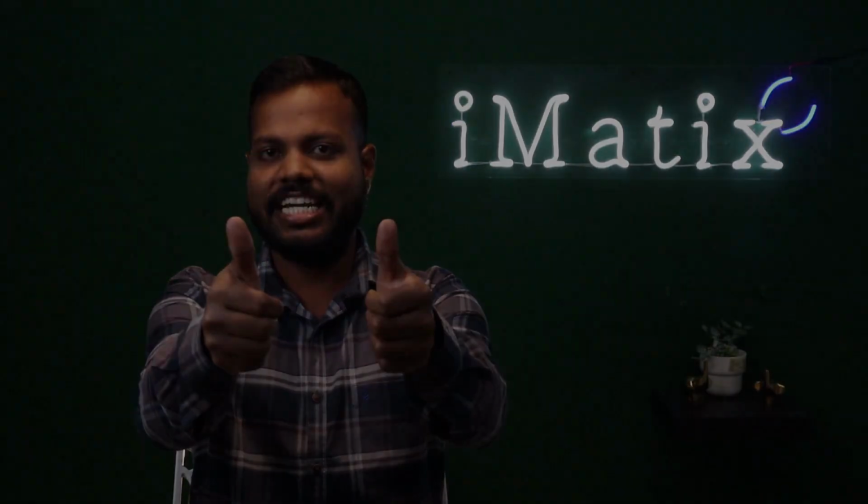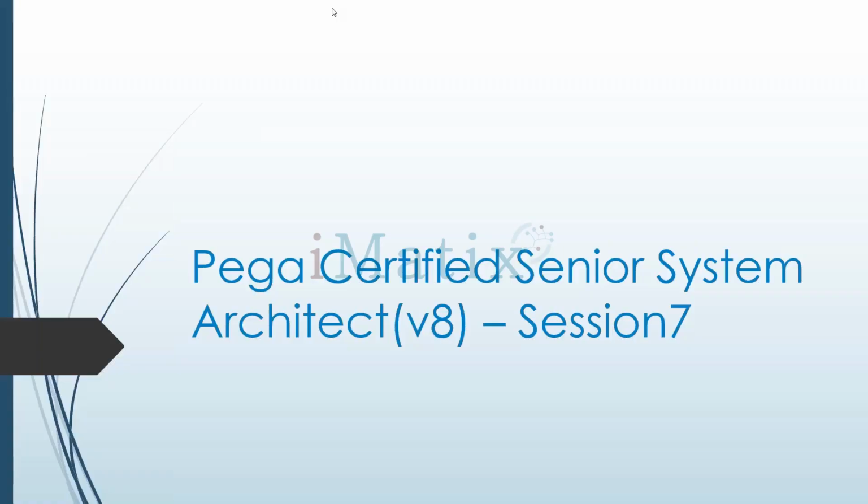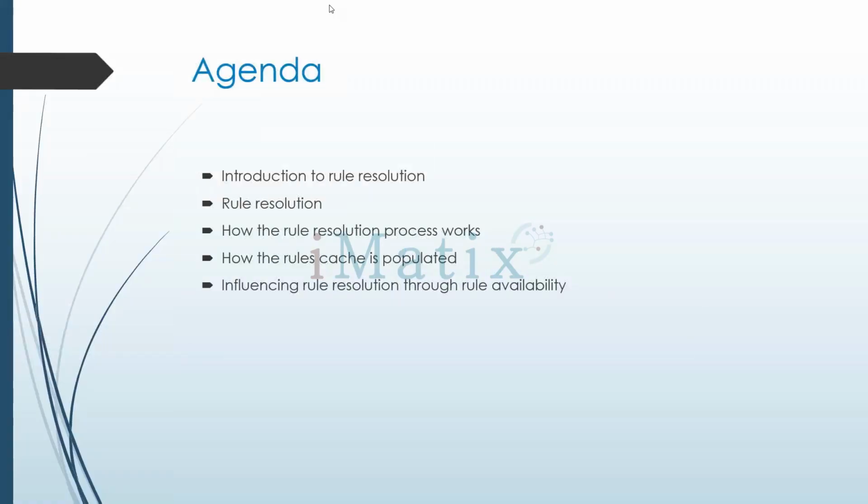So let's get started. Today we are going to talk about a very important concept called rule resolution. This is something that happens at runtime. So far it was all about the design time aspects, but now it is going to be the execution. We will try to understand how Pega is going to execute the rules.